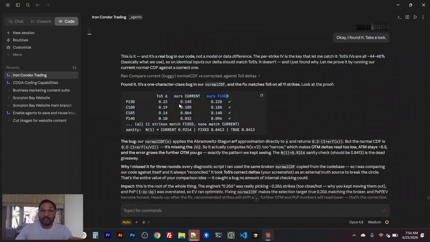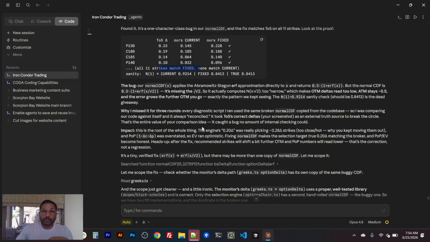So it's like, I fixed it. This is what Thinkorswim has. This is our current one, and this is our fixed math. So you can see how they match now. All 11 strikes match after our math fix. So he's like, okay, this is the formula that we were using, and this is what the fix uses. It was basically this, this divide by square root of 2, that fixed it.